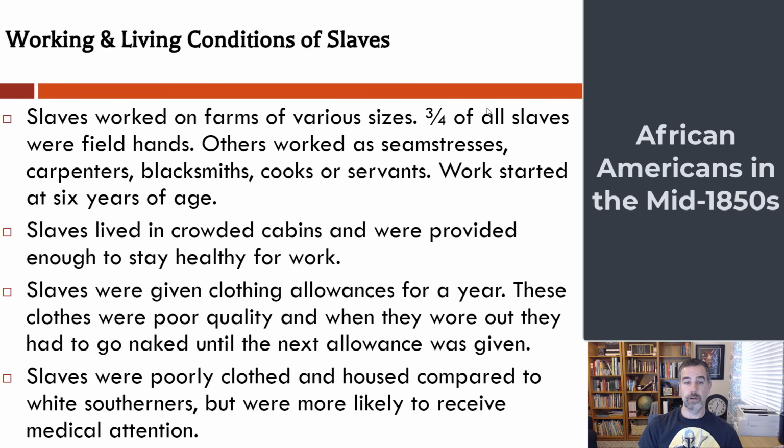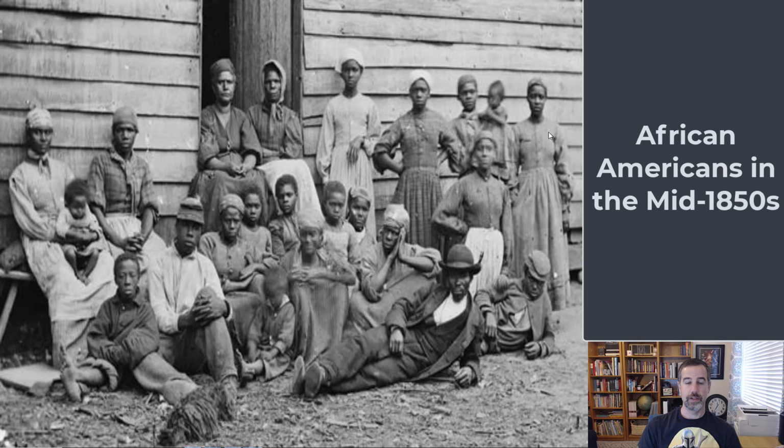But not all the time, sometimes they would receive medical attention, as slave owners wanted their slaves to be in working order so that they could do their labor on the plantation or on the farm. So here's a photograph of a group of slaves on a plantation. You can see by how they're dressed here and their living conditions, the cabins that they have behind them there.